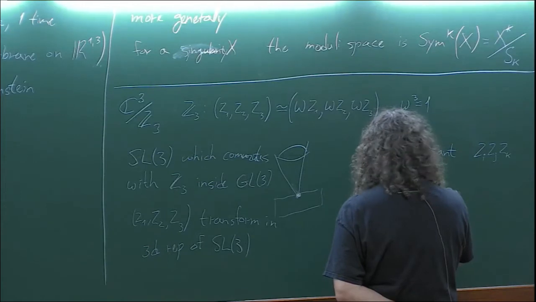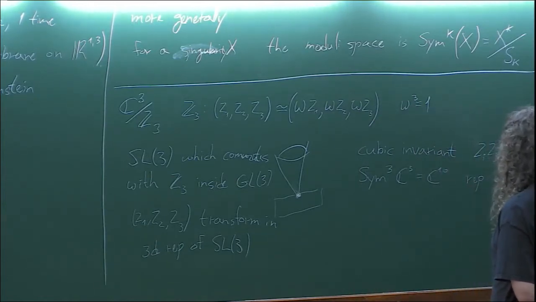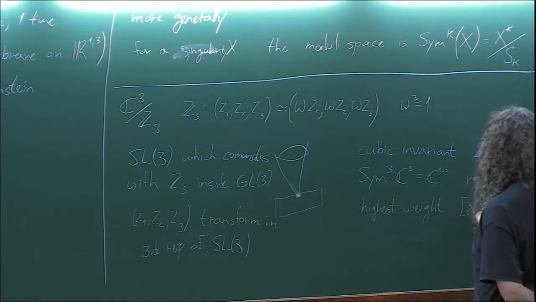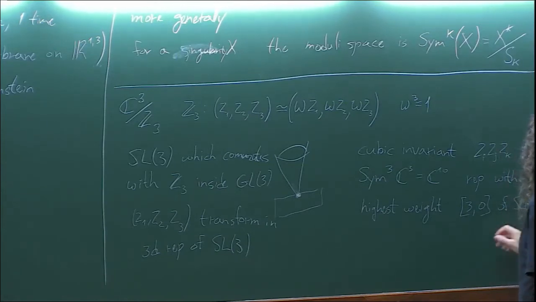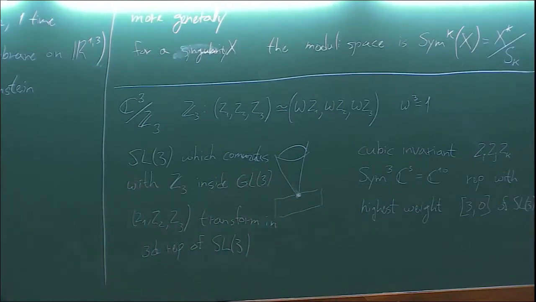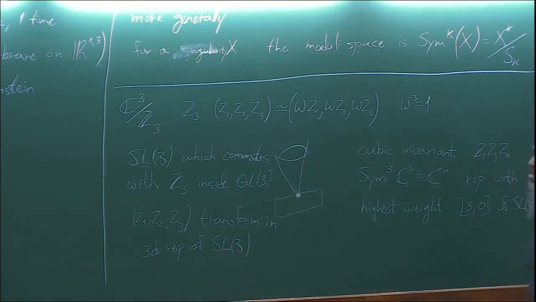Of the C3. So this is the representation with highest weight 3, 0 of SL3. Is this notation acceptable, familiar? Is it okay? Right, there are two fundamental weights of SL3, and this is the notation for the highest weight, which takes 3 copies of the first fundamental weight and 0 of the second. Okay? Very good. So I have 10 invariants on this space. This space is generated by 10 invariants.